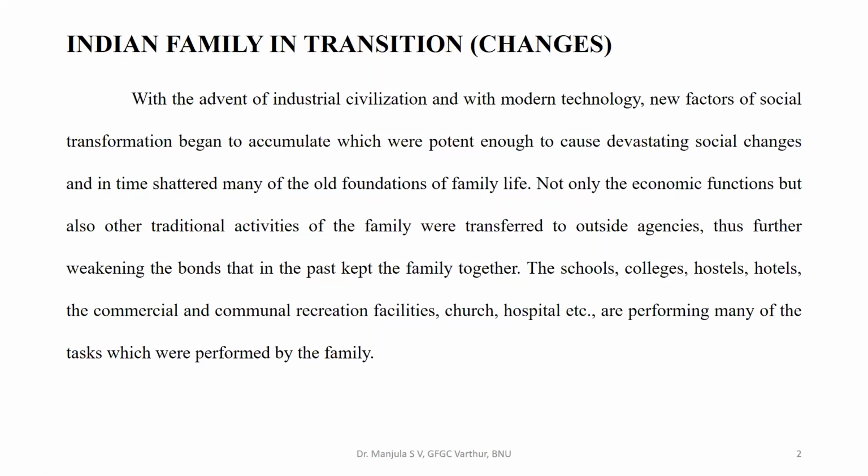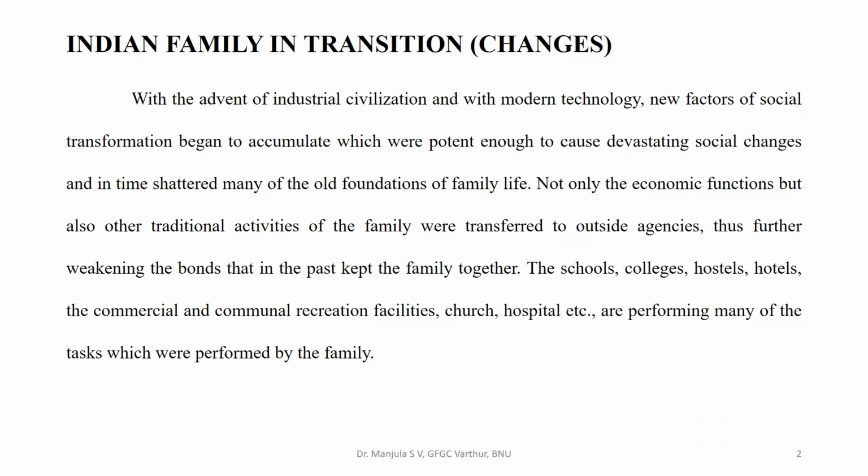Indian family in transition, that is, the changes in the Indian family. In this session we are going to discuss the changes that have taken place in Indian families. As we know, with the advent of industrial civilization and modern technology, new factors of social transformation have begun, and various kinds of social changes have taken place in a very short period of time. That is evident even in the family. Not only the economic functions but also the traditional activities of the family have been transferred and transformed to modern times. It has weakened the bonds that kept the family together.